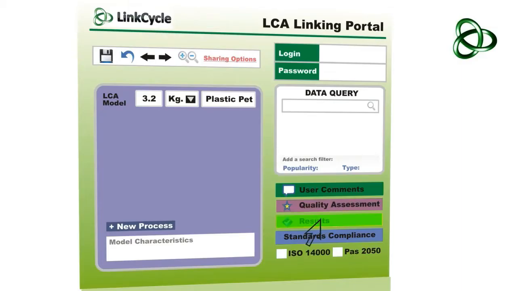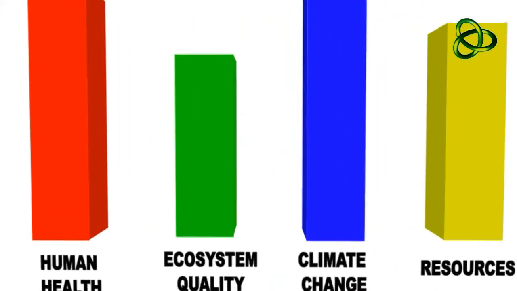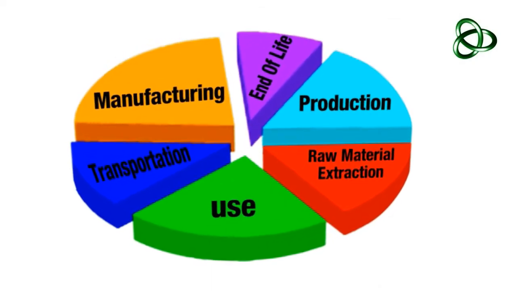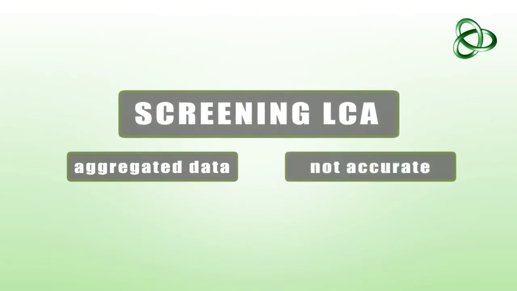By clicking on the Results tab, we have useful information in under 5 minutes that helps us make decisions on how to improve a product's sustainability, or to be able to compare it to another material, such as corn-based bioplastics. But the screening LCA uses aggregated data, so it is not as accurate or detailed as we might like.